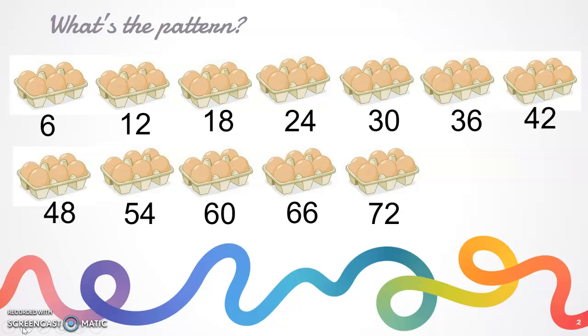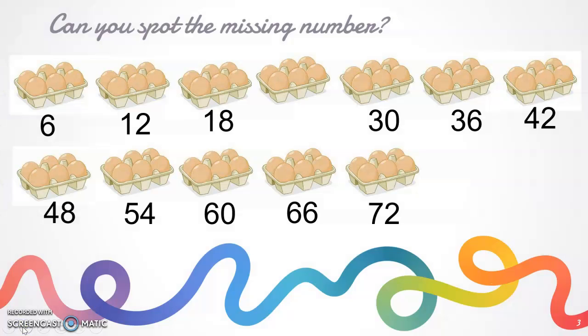Some is going to disappear. Which one's disappeared? Use the ones before it and count on 6 more. Well done if you said 24. Which one's missing now? Count on from 48, 6 more. Well done if you said 54. Great job.